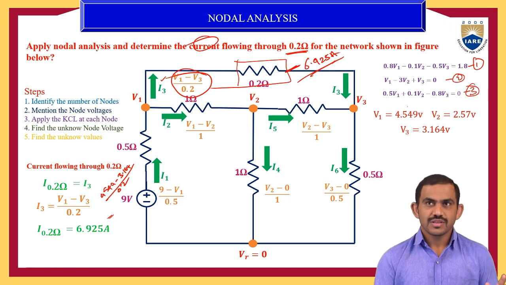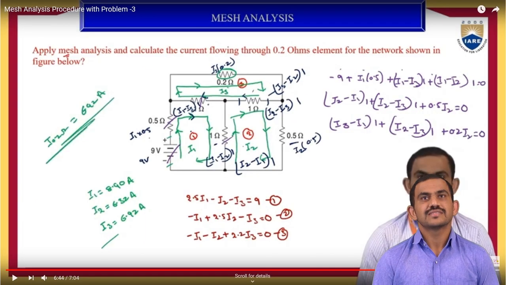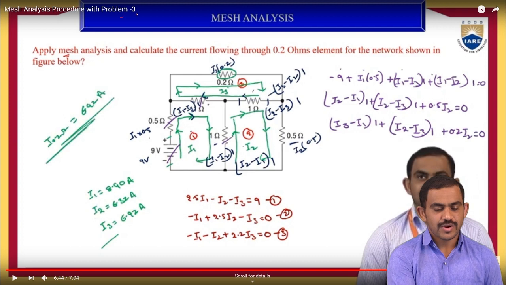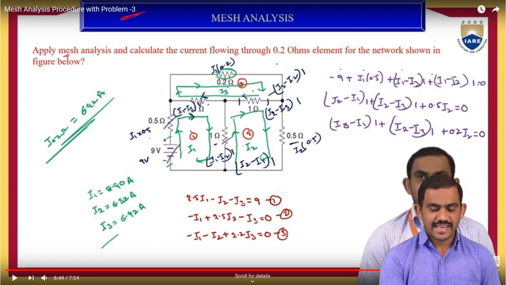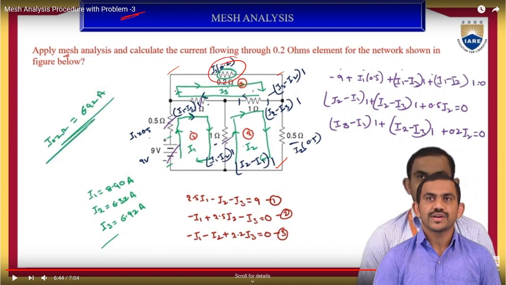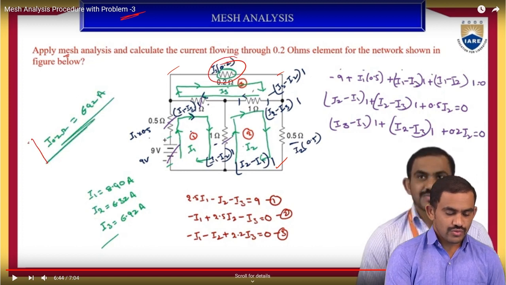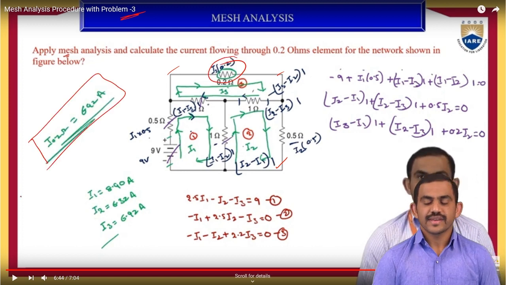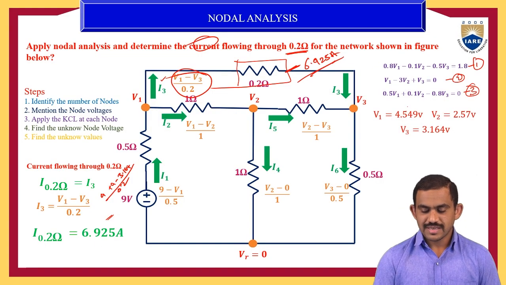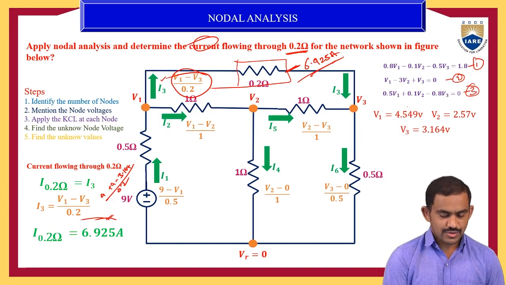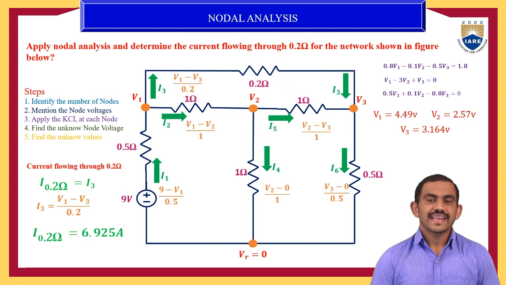If you want to go to mesh analysis, just check my mesh analysis problem 3. Same circuit, and at the same place, at the 0.2 place, the current is 6.92, and here also the same, 6.92 amps.